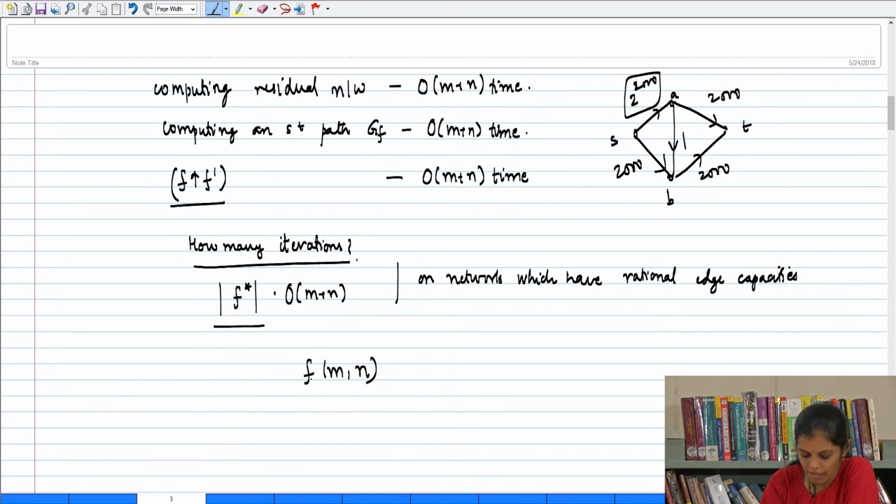So I should simply write f of m n. Okay, I should not use the term f, I should use the term g. G is some function of mn. What are kind of functions of mn? Maybe m times n, m squared n, mn squared, n cubed is a function of m and n, but you cannot have something which is f star, that is the value of the flow, into mn. And why is this a bad running time? My claim is that this is not a polynomial time algorithm. So do you understand what is a polynomial time algorithm?